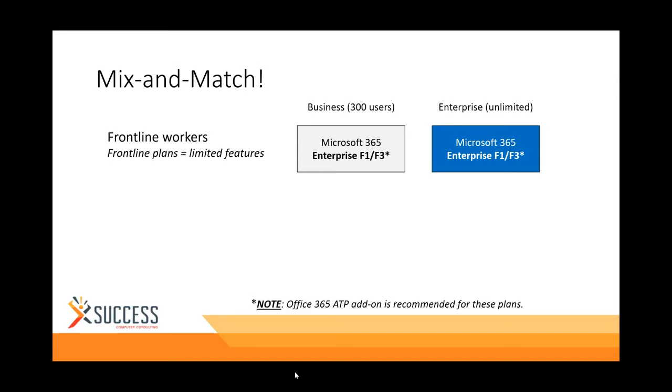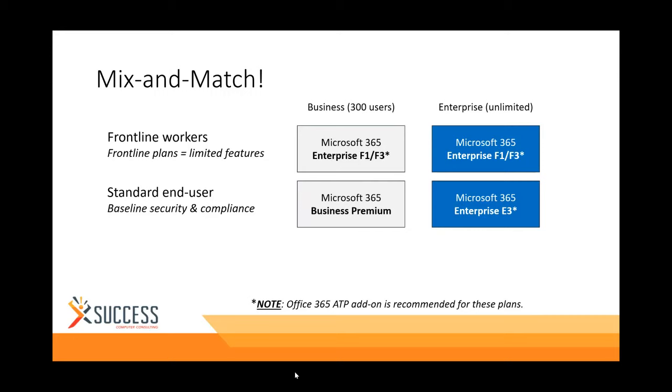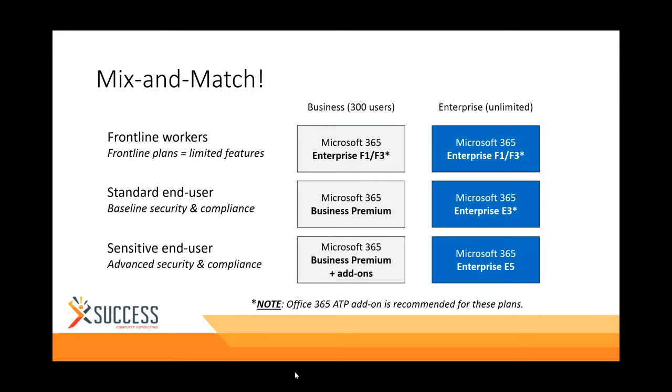All right, with regard to mixing and matching plans, this is also possible to do. So for example, if your organization has a mix of frontline workers, standard end users, and then maybe even some sensitive or higher-end users who need additional protection, maybe some executives who are getting phished all the time, you can certainly mix and match plans. And you could even use enterprise plans in the business sphere if you needed to. For example, there are no frontline plans in the business track. They're actually enterprise plans. I probably should have left that as a blue tile. Maybe I'll edit that before we send it out.